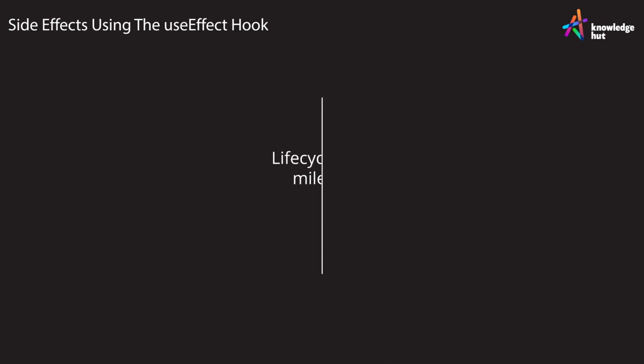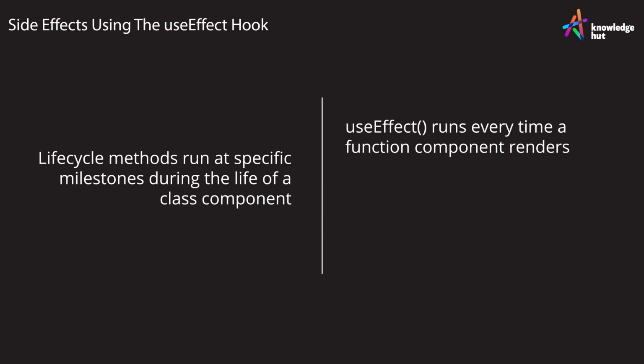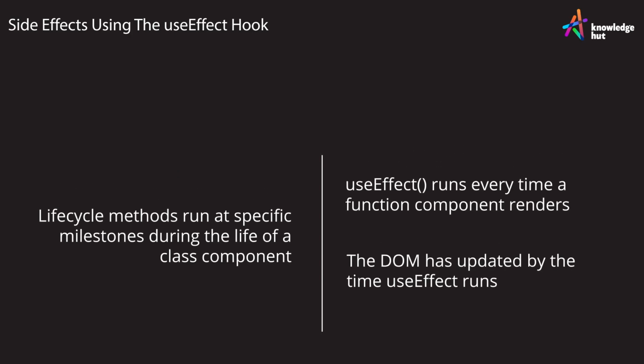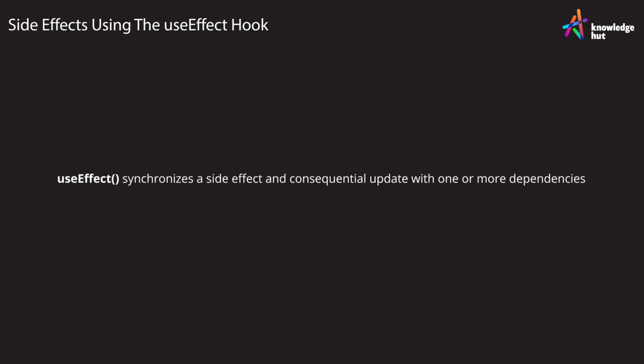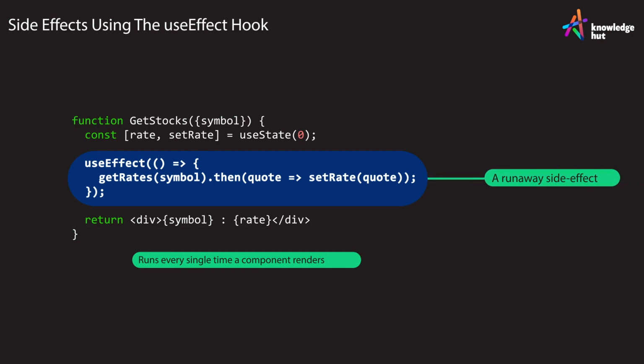This is because unlike lifecycle methods which run at specific times during the life of a component, the useEffect hook runs every time a component renders or updates. This also means that the DOM has updated by the time useEffect runs. So it is better to think of the useEffect hook as a way to synchronize an effect with dependencies. For instance, this instance of the useEffect will run every single time a component renders. If this effect updates a state variable, as you can see in this code example, then this becomes a runaway side effect which never stops, causing your browser to hang up. You saw this in the project demo earlier in this video.